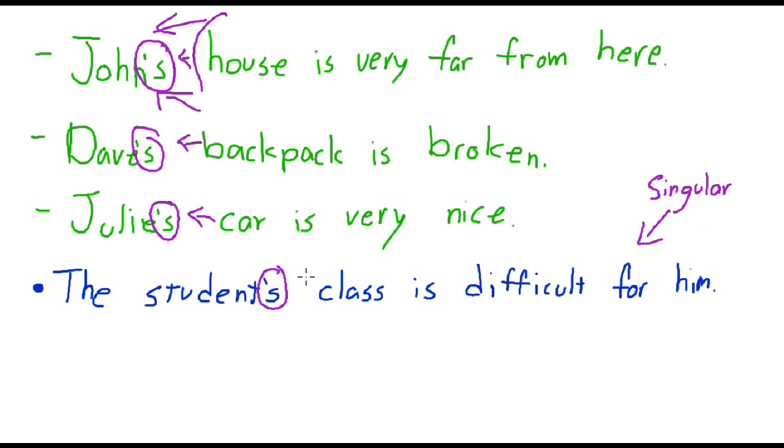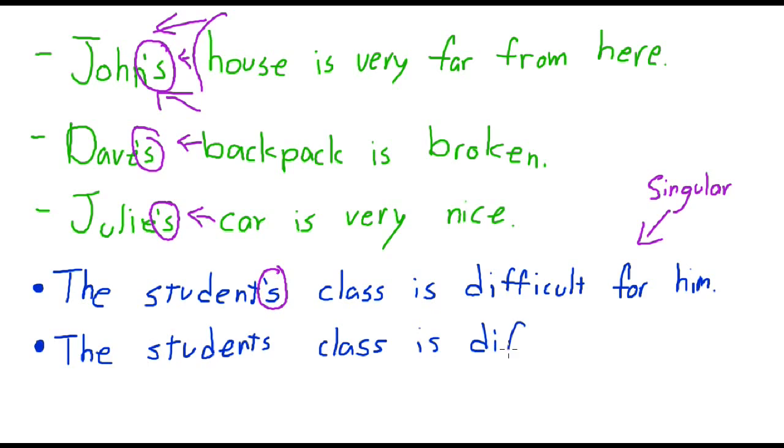It's singular. But what do we do if it's not singular? What if there's many students and it's plural? What do we do in that case? Okay, so I'll write the same sentence, and I want you to think about what to do if it's plural, using genitive case. The student's class is difficult for them. Okay, plural, them. It's difficult for them. Okay, and this one is plural. So what do we do? Where do we add the apostrophe S to make this a part of genitive case?